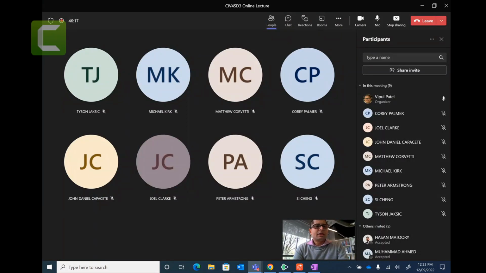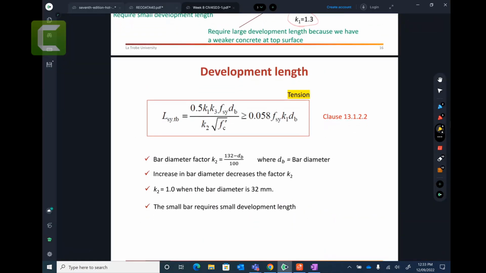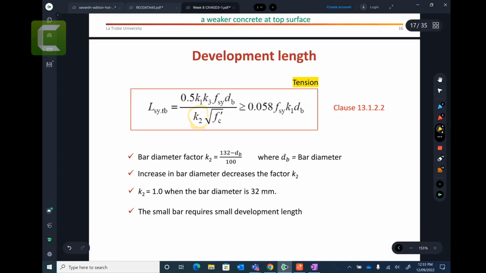Thank you for that, Joel. All right, so K1 looks good. Now let's move on. What happened here? Oh, K2. Now, what is K2? Again, this is tension, by the way. We are talking about tension. K2 is called the bar diameter factor.